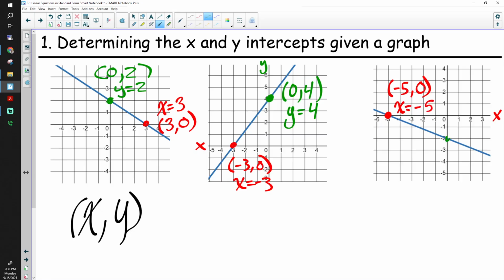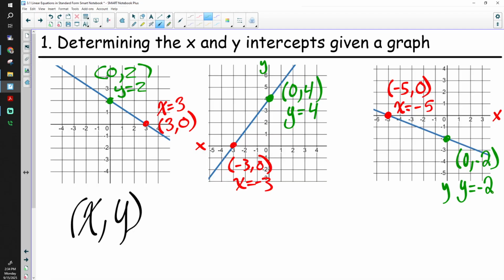Now, we do our y-intercept. There it is. That's where it crosses the y-axis. To get there, you just stay in the middle, 0, and then you go down 2, minus 2. Or y equals negative 2. That is how you find your intercepts using a graph.